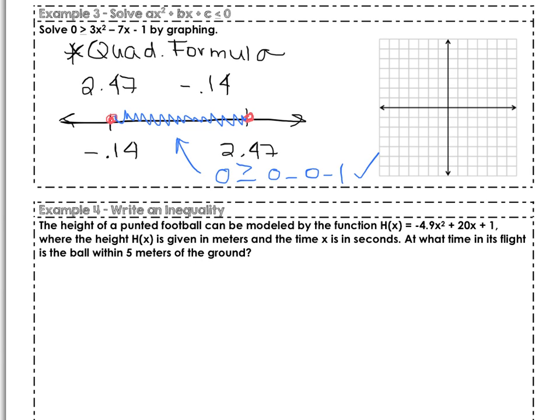So therefore I'm shading between these two locations. So we are located between them. So x is going to be between -0.14 and 2.47.